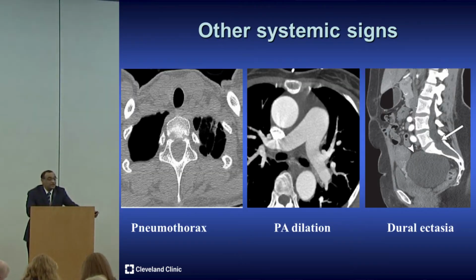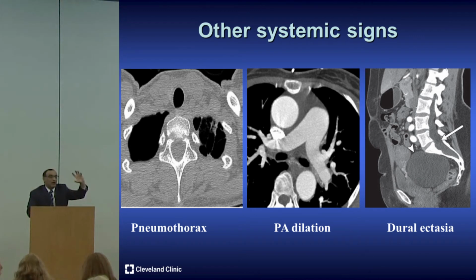Those are also orthopedic signs commonly seen in folks with Marfan syndrome. Other systemic signs: occasionally you will see patients who have lung blebs that rupture and create a condition called pneumothorax, where there's air. If it gets out of control, that can become a medical and surgical emergency. You can have pulmonary artery dilation, so the right side structures get dilated. And the other common thing that is seen is expansion of the structures within the spinal cord in your lumbar spine, known as dural ectasia.